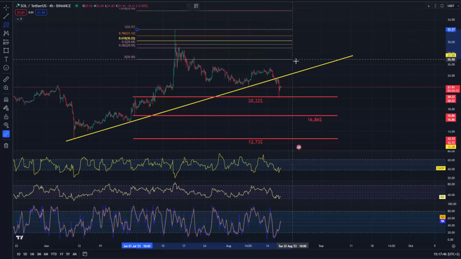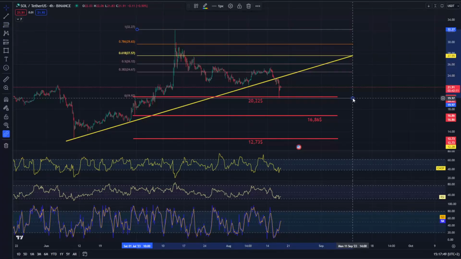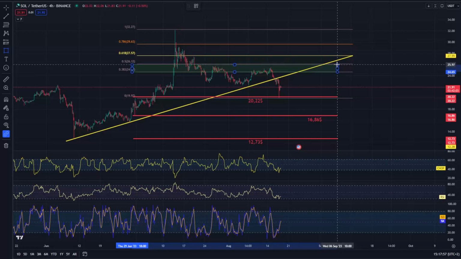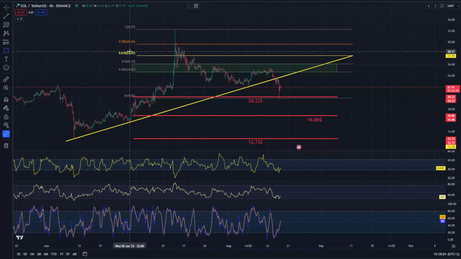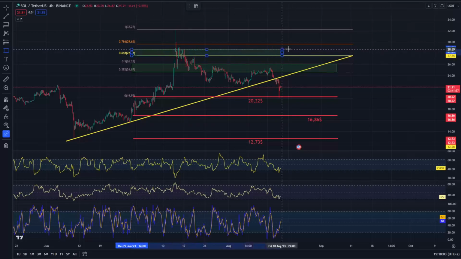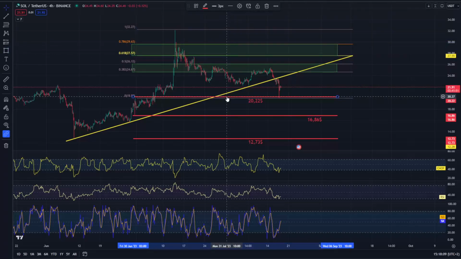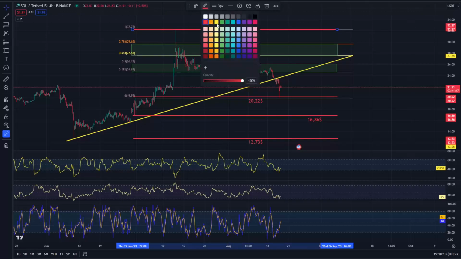Looking the other way, we can similarly determine the places of resistance that the price has to face. And here we will mark the resistance zone from $24.65 to $26.10. Then we have a second zone from $27.59 to $29.63. And then we have strong resistance at $32.27.